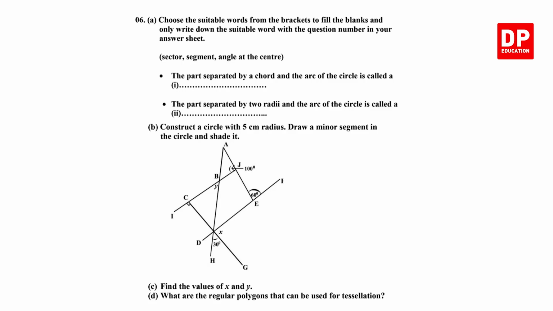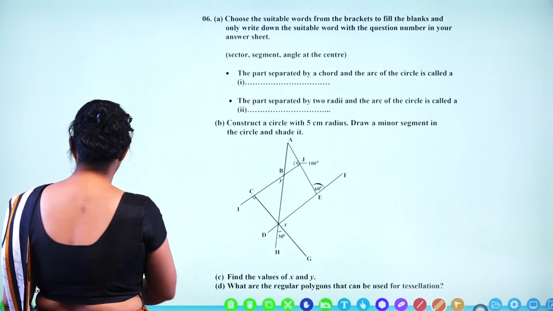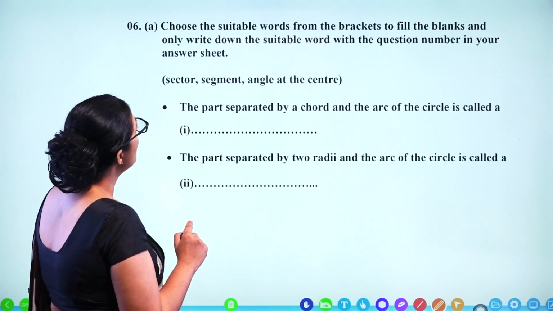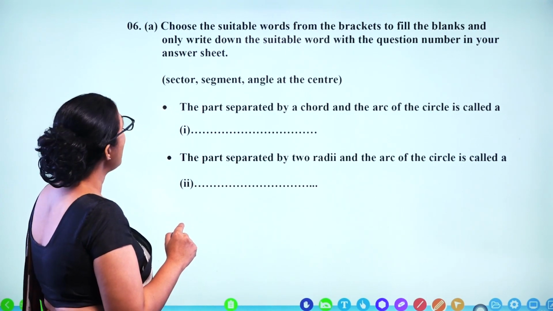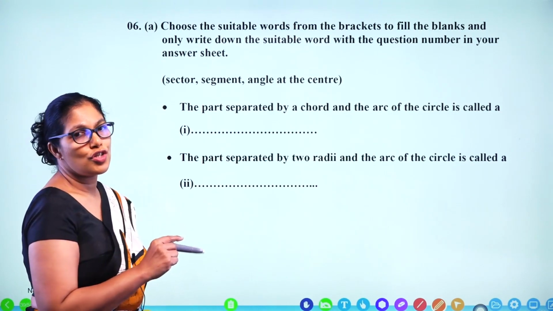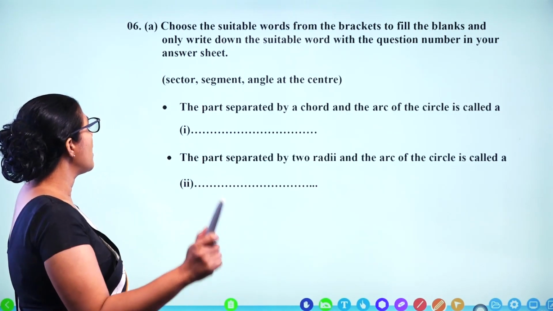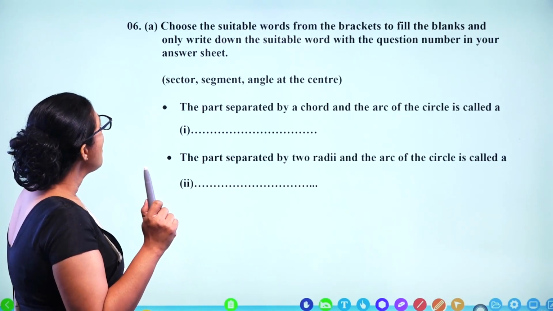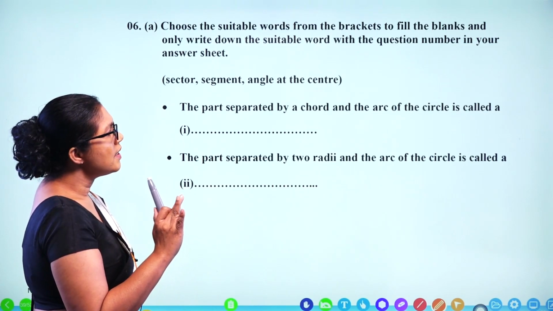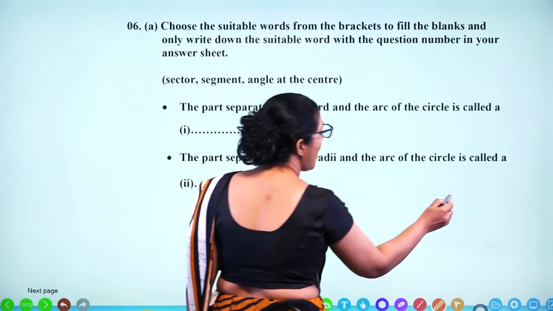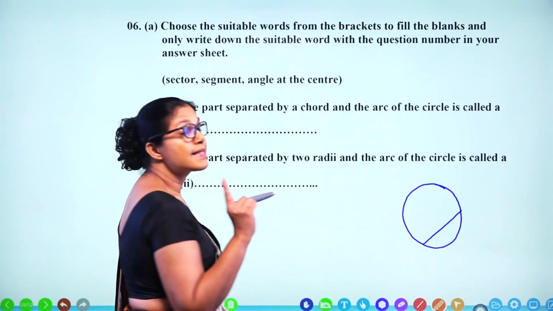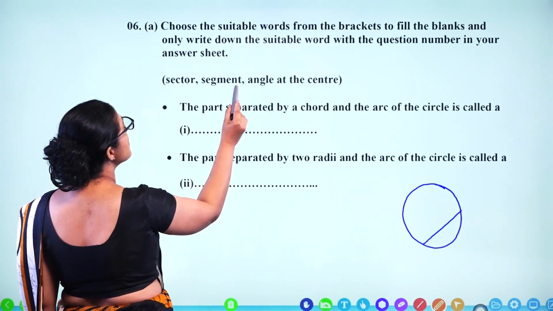Question number 6. You have two parts, A and B. Choose the suitable words from the brackets to fill the blanks and only write down the suitable word with the question number in your answer sheet. So put part 1 and just write down the answer. Part 2, just the answer. The part separated by a chord and the arc of the circle is called, so that means basically something like this. What's that? A segment. So this is segment.